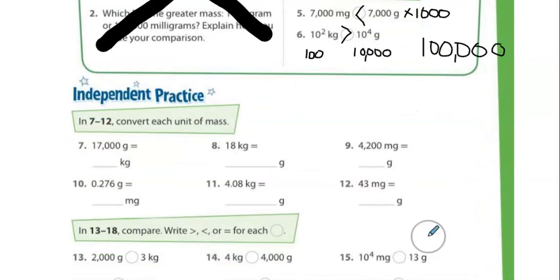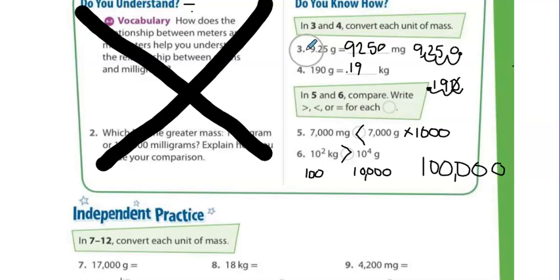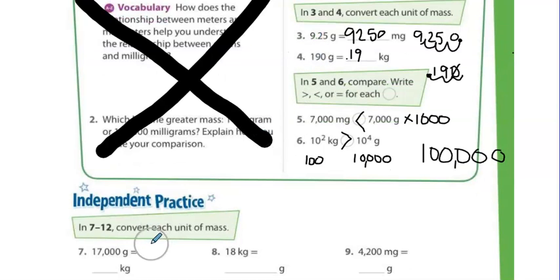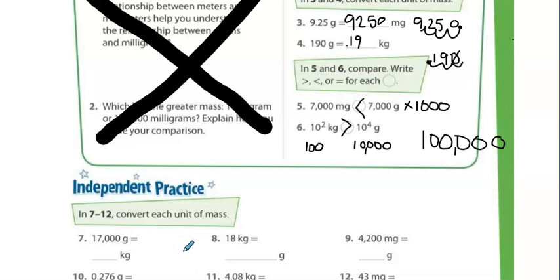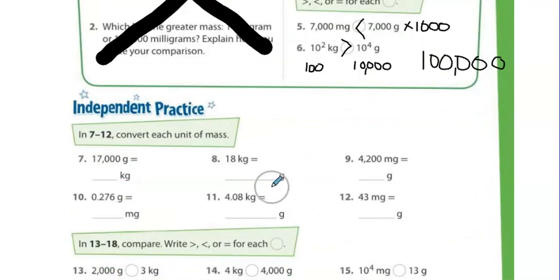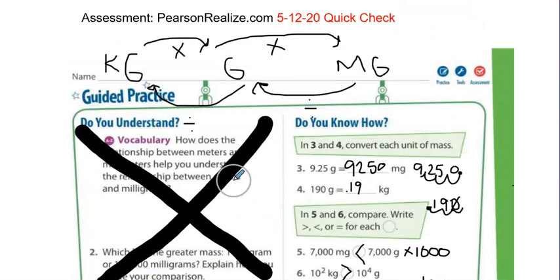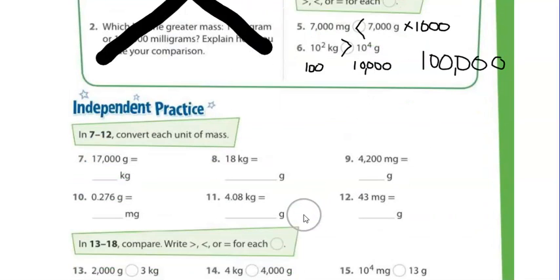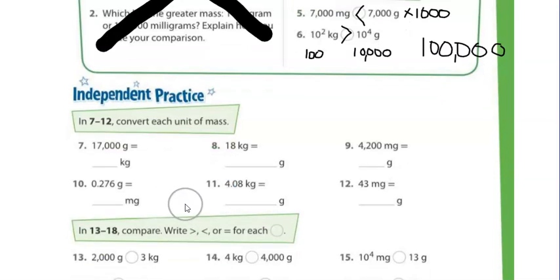So on 7 through 12, you're going to be doing the same strategy that we just did on numbers 3 and 4, either multiplying or dividing by 1,000. If you're going between more than one place value, it doesn't look like any of these are doing that. Let's see, kilogram to milligram. So I'm not seeing that. It looks like you're either just going to multiply or divide by 1,000 on these.